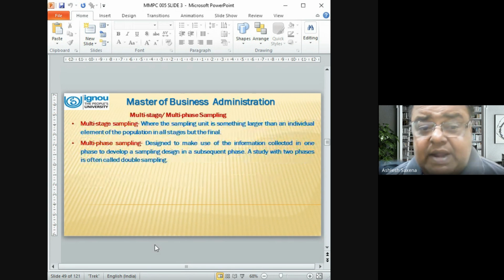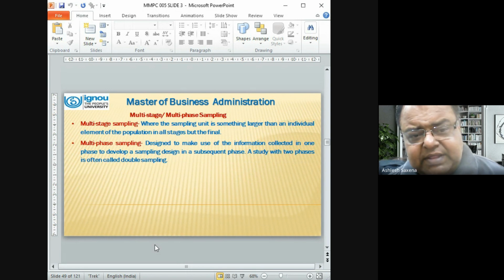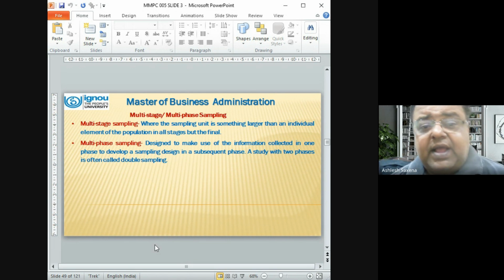Multi stage and multi phase sampling. Multi stage sampling is where the sampling unit is something larger than an individual element of the population in all stages but the final. Multi-phase sampling is designed to make use of the information collected in one phase to develop a sampling design in a subsequent phase. A study with two phases is often called double sampling.